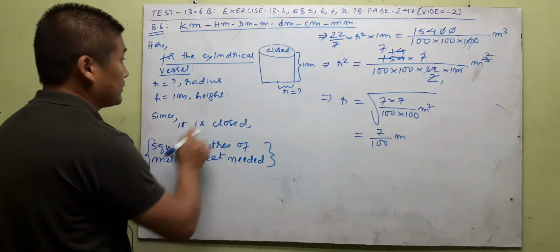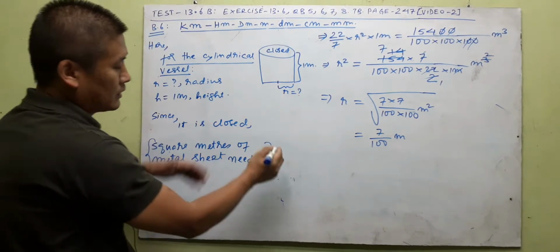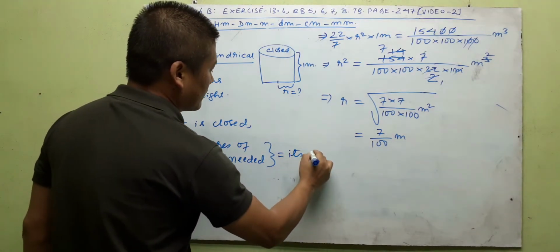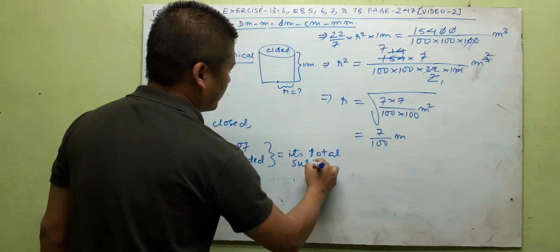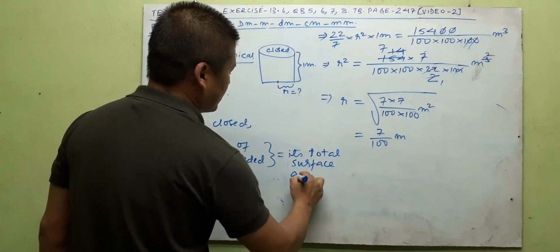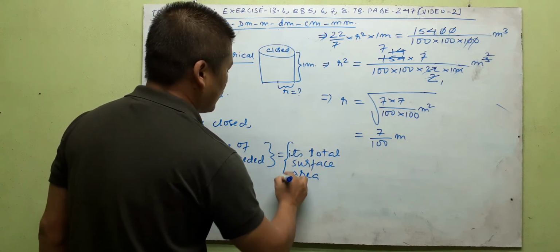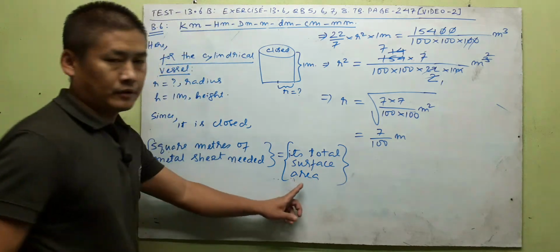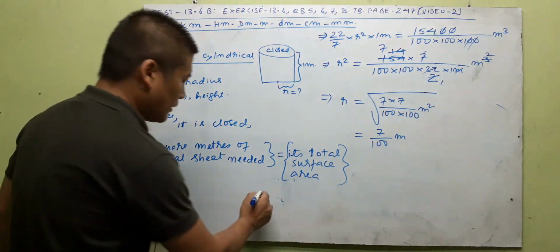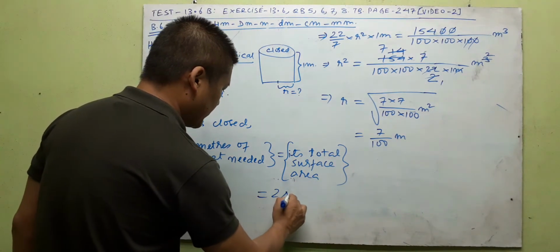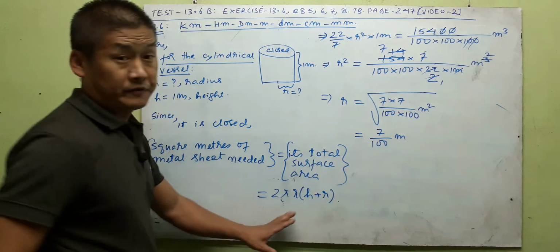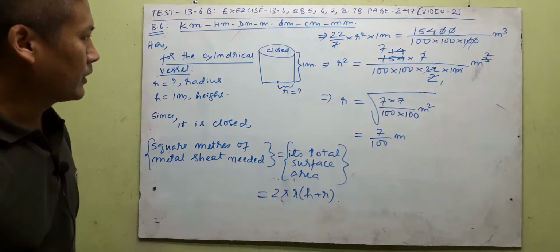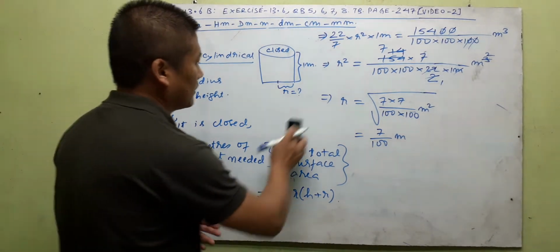Since it is closed, means top also, bottom also made with metal, it will be its total surface area formula. I hope you got it. Because it is closed, we have to use the total surface area. We know that total surface area of a cylinder is 2 pi r into h plus r. We know this from our previous videos, right? The formula. So let us calculate that.